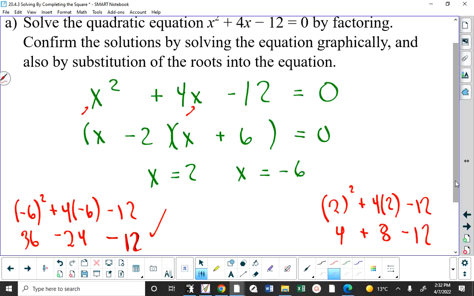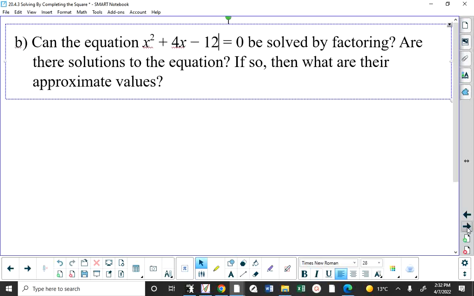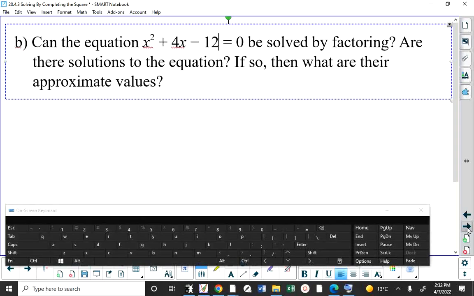Okay. So now, part B of this warm-up, can we solve this equation? That's not what you have, is it? Do you have minus 10? Thank you. Is it still x squared plus 4x, Lucas? Okay.